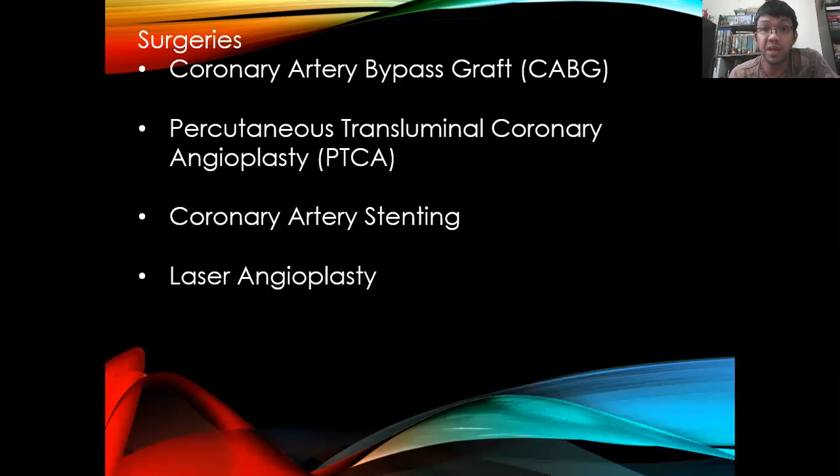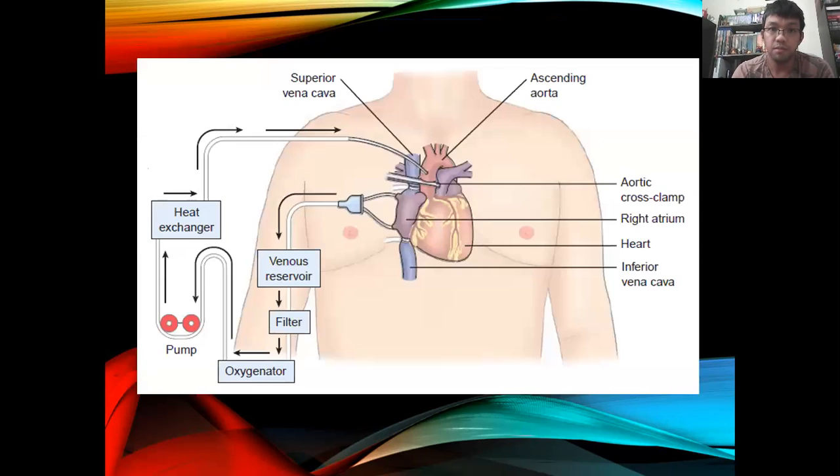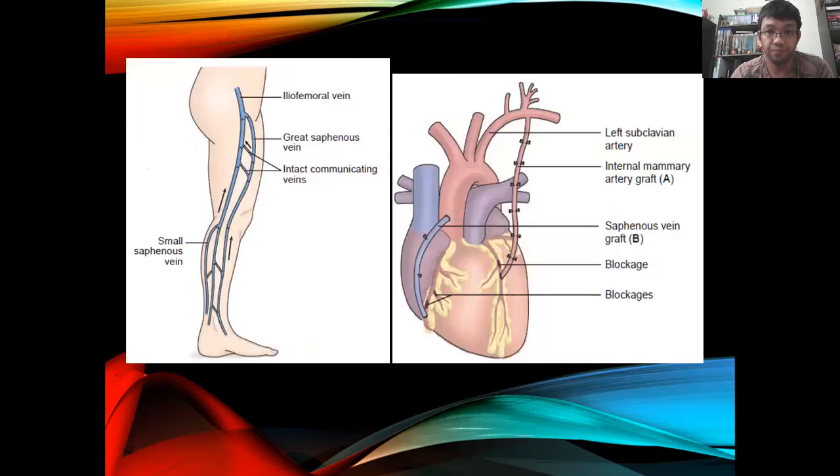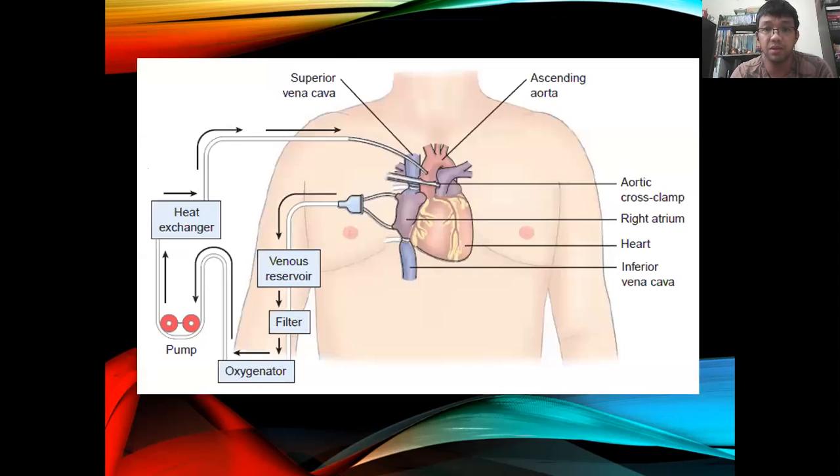Surgeries. Surgeries can be done if the worst thing has happened to the patient, like MI. We first have CABG or coronary artery bypass graft. We also have the percutaneous transluminal coronary angioplasty, PTCA, or coronary artery stenting and laser angioplasty. And what are these type of surgeries? We start with the coronary artery bypass graft.